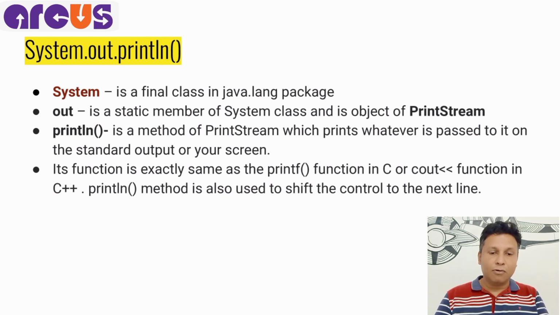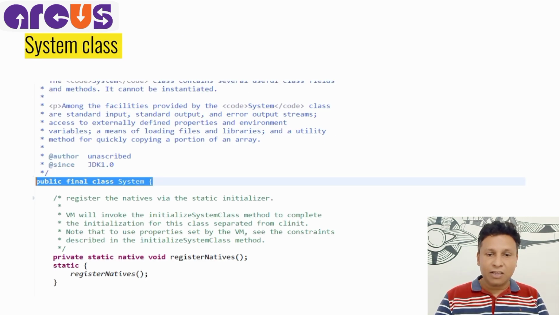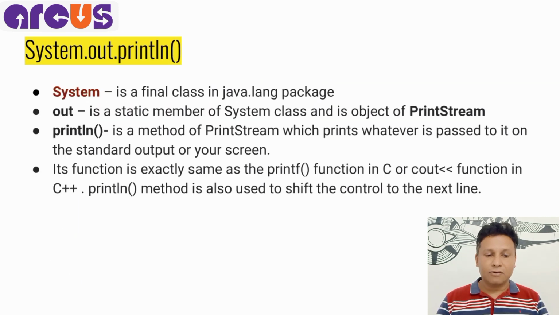We can just go to our Eclipse and let me click on this System. As we can see here, System is a final class. So what is the meaning of a final class? A class which cannot be inherited, a class which cannot be extended. So that's a final class. So System is a final class in Java. And then, let's go back to our PowerPoint.